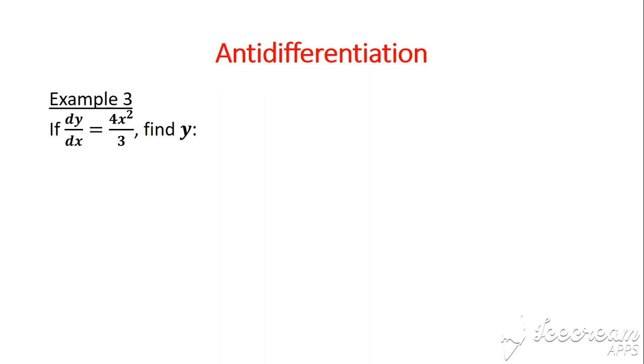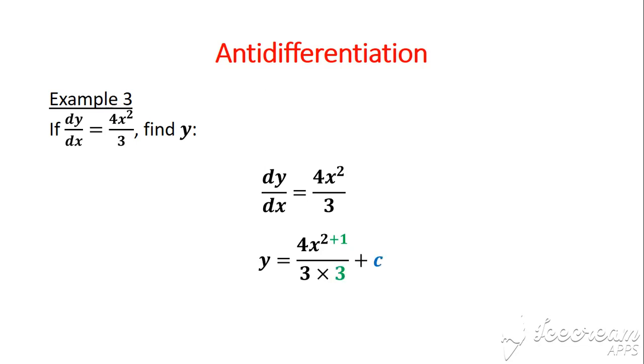Right, our final example, dy dx, is our formal notation for gradient, and we have to find y. So let's add 1 to the power and divide by the new power, but there's already a number on the bottom, so we're just going to times them together. Don't forget the c to get 4x cubed over 9 plus c.